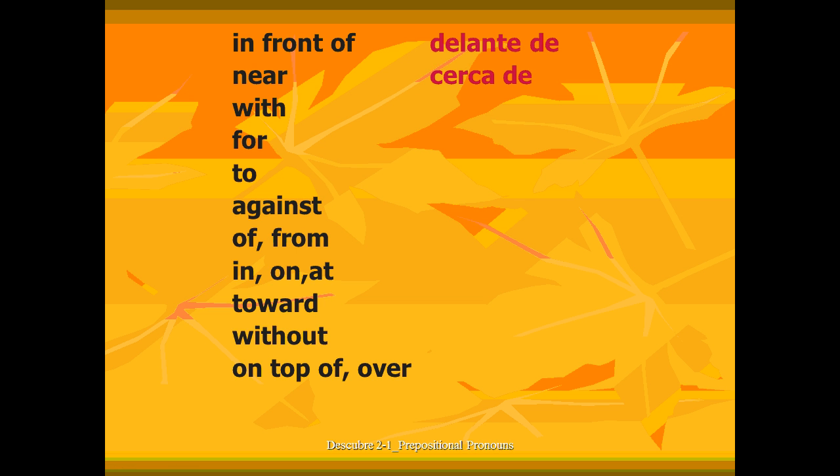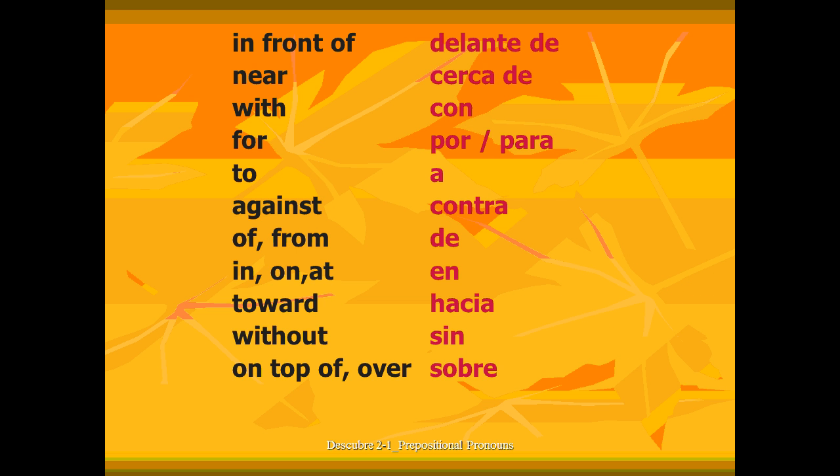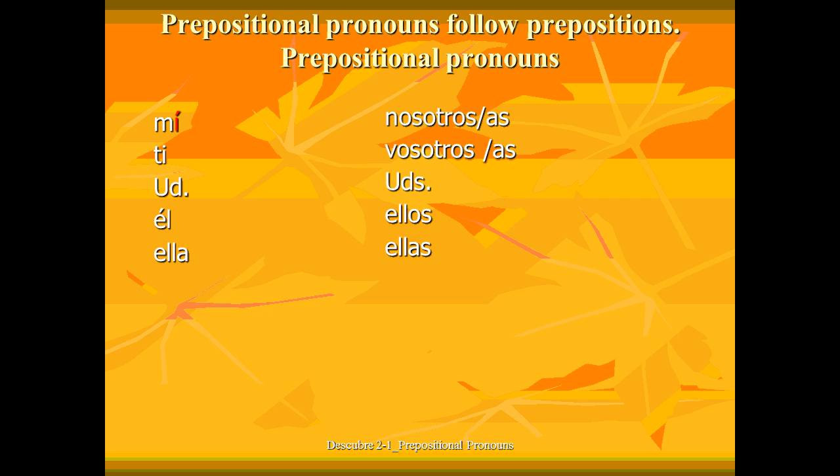Delante de, cerca de, con, por y para, a, contra, de, en, hacia, sin, sobre. Now we've talked a lot about prepositions, about verbs after prepositions, how you should not conjugate the verb after a preposition. But what if you have a noun in there that you want to replace with a pronoun? Well, we're going to talk about how you do that, and you have done that before.